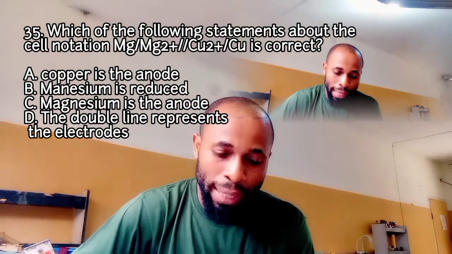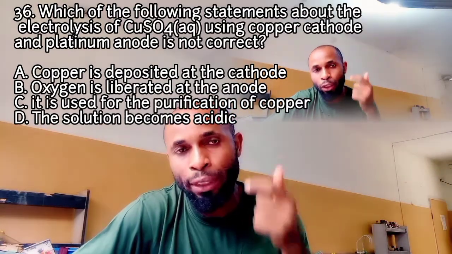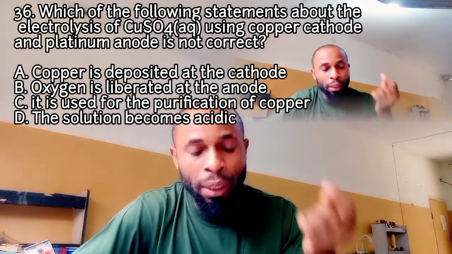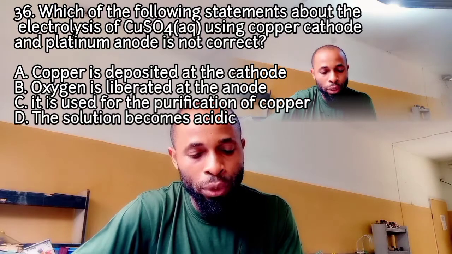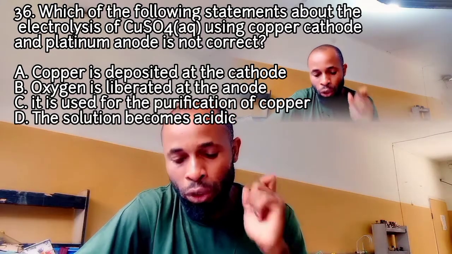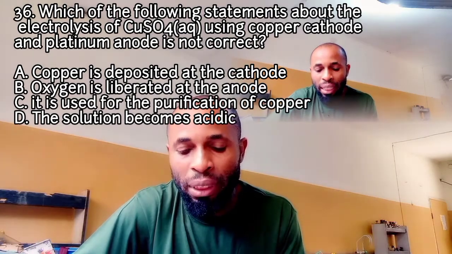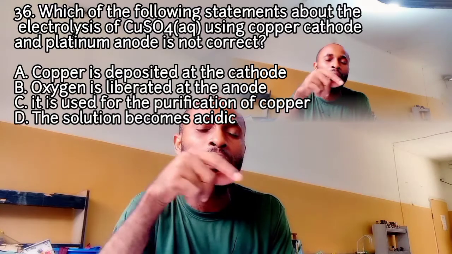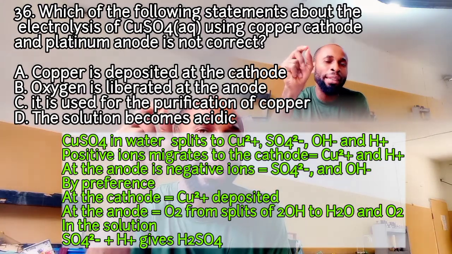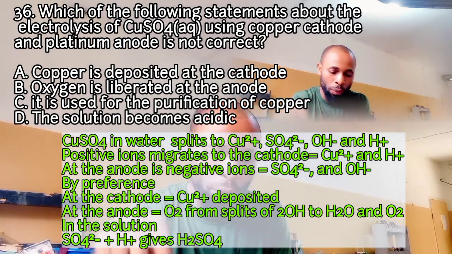No. 36. Which of the following statements about the electrolysis of CuSO4, that is copper tetraoxosulfate 6 solution, using copper cathode and platinum anode is not correct? We are talking about not correct. Therefore, let's look at what is possible here. Copper is deposited at the cathode. Yes, because at the cathode, copper will be deposited, coming from the copper ion in the solution.